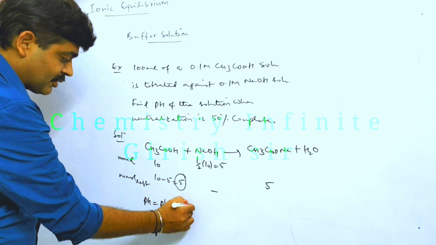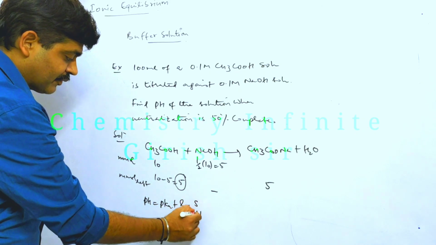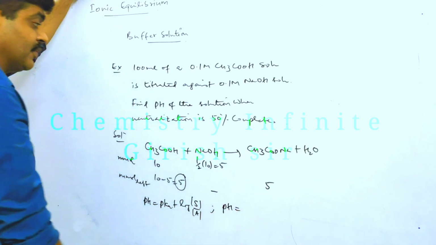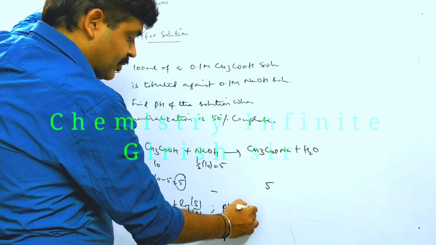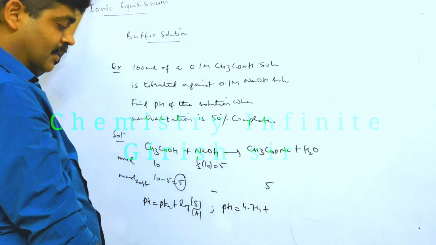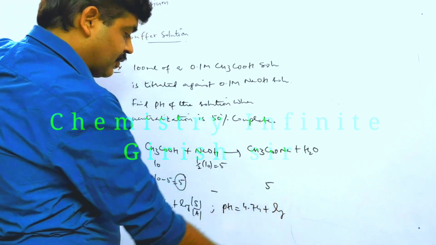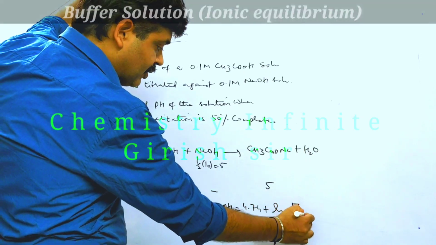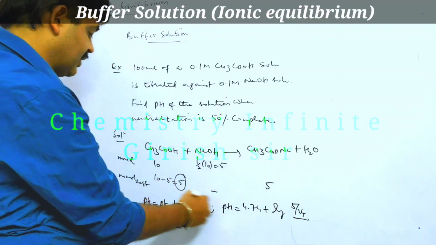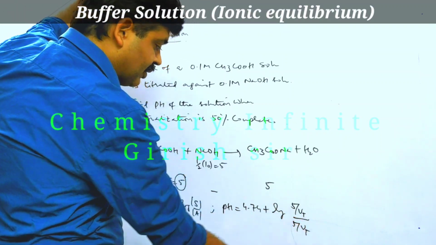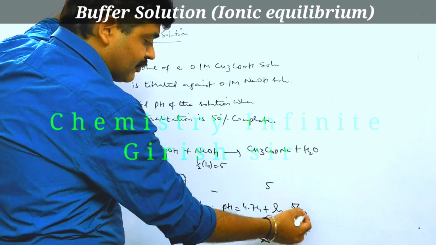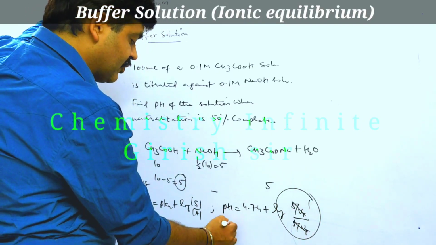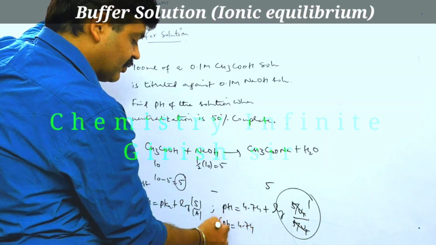pH equals pKa plus log concentration of salt divided by concentration of acid. So I'll put in the values. pKa of weak acid, acetic acid is 4.74 as we have seen in the previous two questions, plus log concentration of salt would be 5 upon volume total, and concentration of acid would be 5 upon volume total. Now these two numbers are equal, they cancel out and we get log 1, and log 1 is 0. So pH would be equal to 4.74.